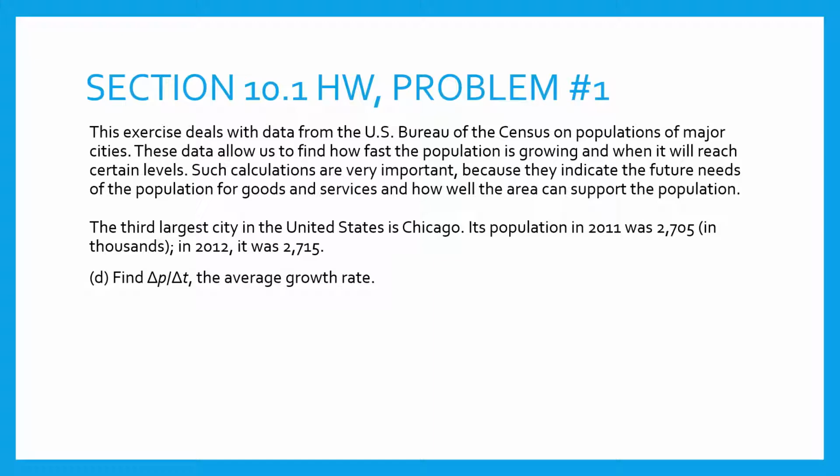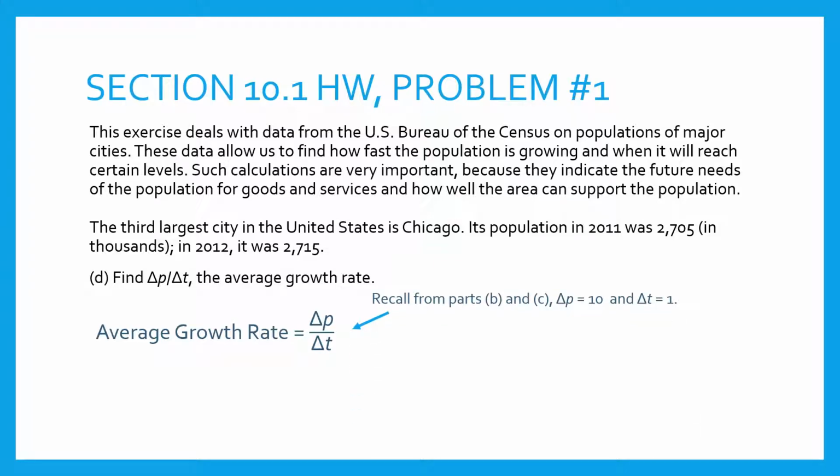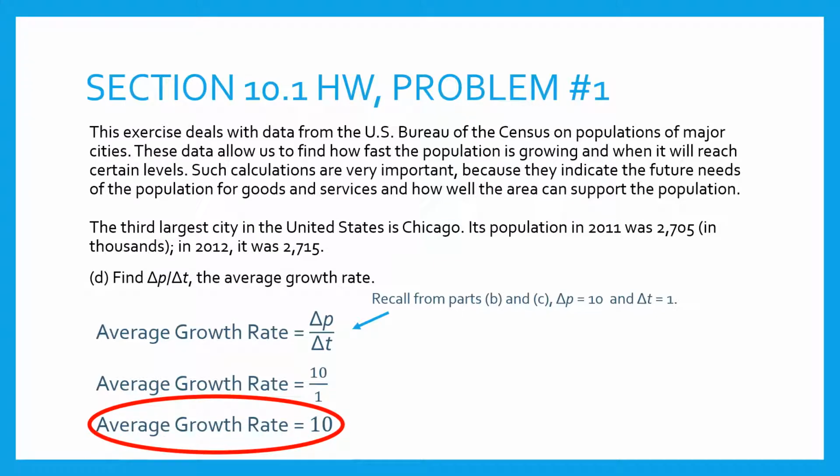Now it wants us to find the average growth rate, which is delta P over delta T. Luckily for us, we have already found delta P and delta T, so there's no extra work to do here. We just need to plug those in. So if delta P was 10, and delta T was 1, that's going to be average growth rate equals 10 over 1. Now we can simplify that, so 10 over 1 is just 10.